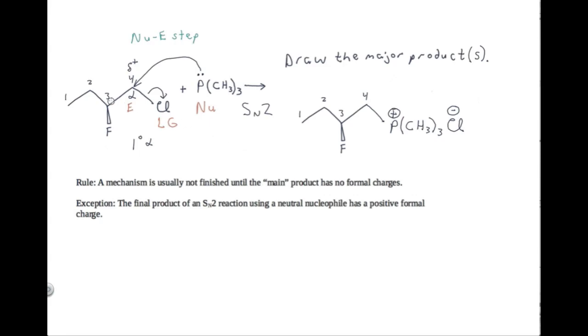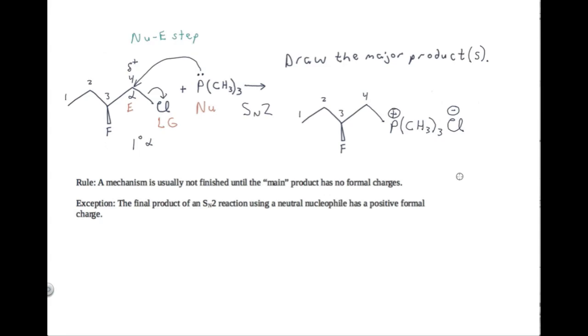Notice that we don't make any changes to the configuration at carbon 3. Carbon 3 is a stereocenter, but it's not being inverted by this SN2 reaction. SN2 inverts the configuration at the alpha carbon, but not at other carbons. So since this carbon was not participating in the reaction, there was no reason for its configuration to change. And of course, our actual alpha carbon, carbon 4, is not a stereocenter. Since carbon 4 is not a stereocenter, it would be meaningless to try to invert the configuration at carbon 4.